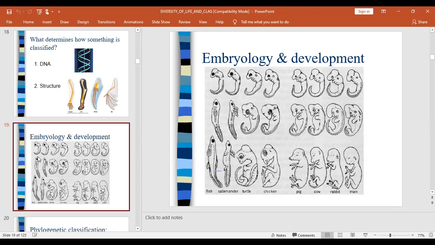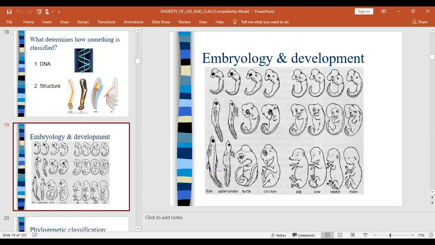Now, at 2 months, you see that the chicken and then the turtle, by the way, is another form of a bird. You can see that they are developing beaks. And then you see that the fish and the salamander, they are all developing the caudal fins. Now look at the pig and the cow, how they resemble. And then you look at man and the rabbit.